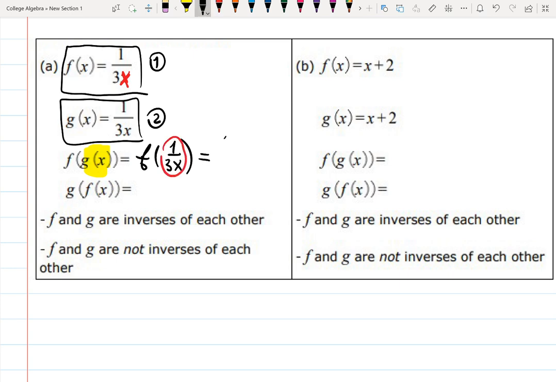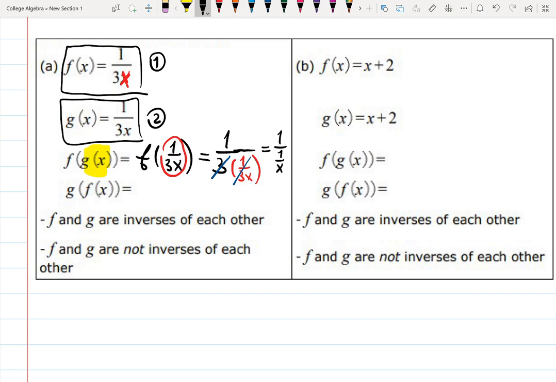So it's going to be 1 over 3 input, and my input is 1 over 3x. Does that make sense? Again, please watch the video that's called Compositions of Functions. It will pop up at the end of this video. Now simplify. 3 over 3 goes away, and I end up with the fraction 1 over x.